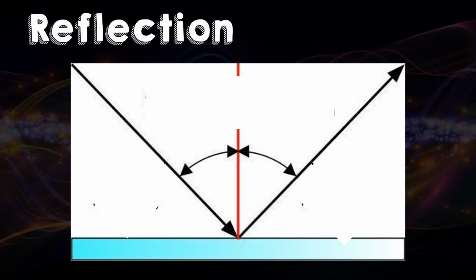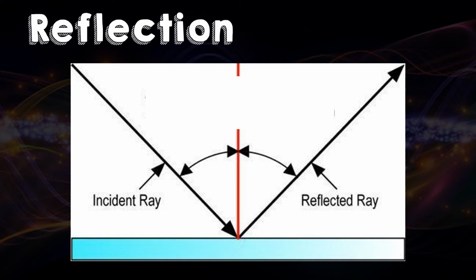The ray that hits the barrier is called the incident ray, and the ray that is thrown back is called the reflected ray. The angle formed by the incident ray with the normal, which is the one in red color, is called the angle of incidence, and the angle formed by the reflected ray is called the angle of reflection. You must take note that the angle of incidence and the angle of reflection are equal.